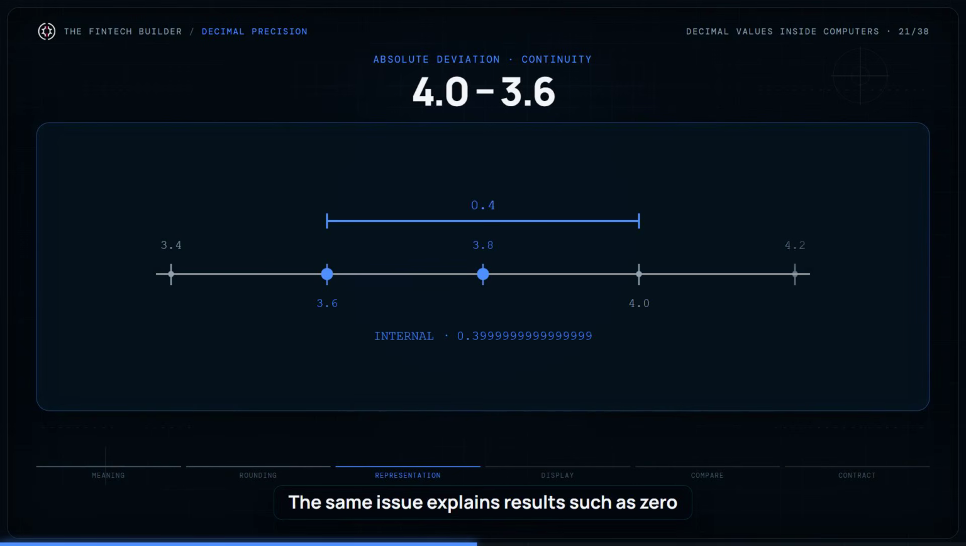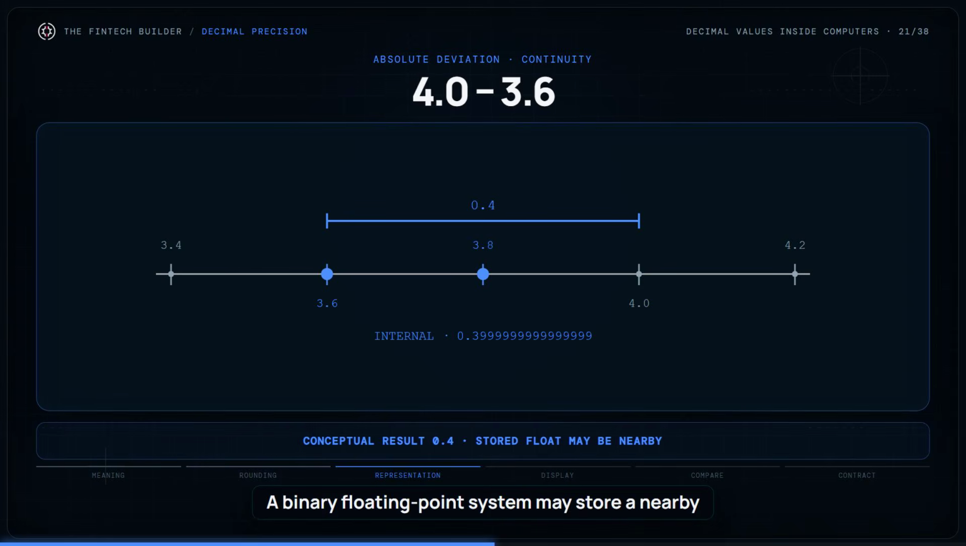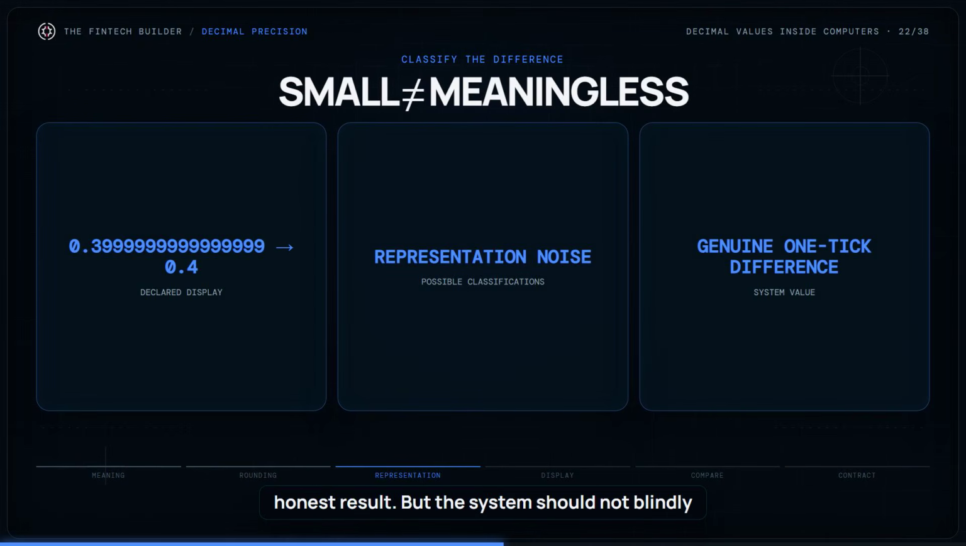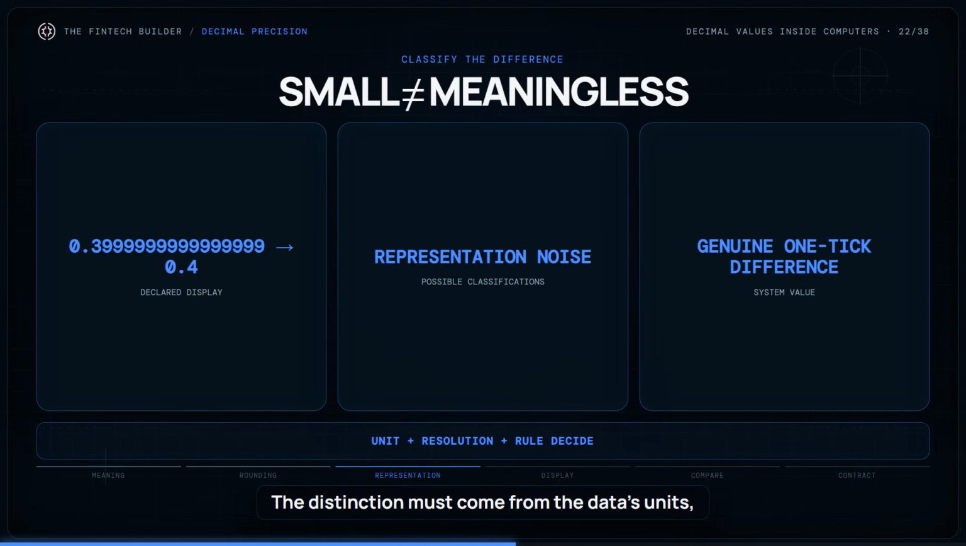The same issue explains results such as 0.3, followed by 15 nines, when the mathematically expected value is 0.4. In our absolute deviation example, subtracting a center of 3.6 from a value of 4 should produce 0.4. A binary floating point system may store a nearby representable number instead. For presentation, 0.4 is normally the honest result, but the system should not blindly replace every small difference with 0. A tiny difference may be representation noise, or it may be a genuine business difference. The distinction must come from the data's units, resolution, and rules.